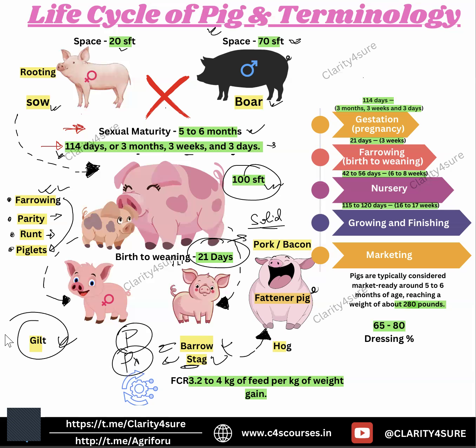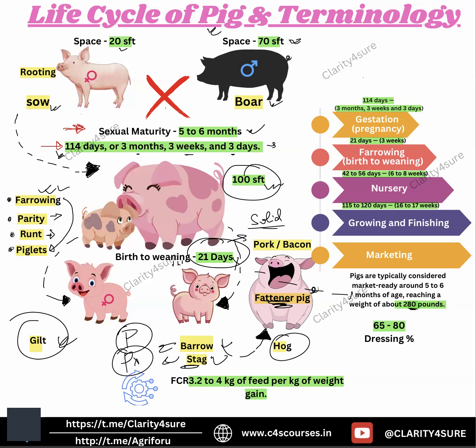Now, another term we use is the fattener pig. What is this fattener pig, or what is this hog? The fattener pig or the hog is the bulky pig, you can say, which has gained a lot of mass. After the period of weaning, till it reaches the market to be sold at a weight of around 140 to 150 kg, which is around 280 pounds, this period is known as the fattening period.